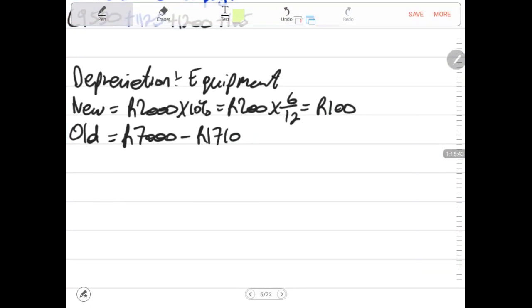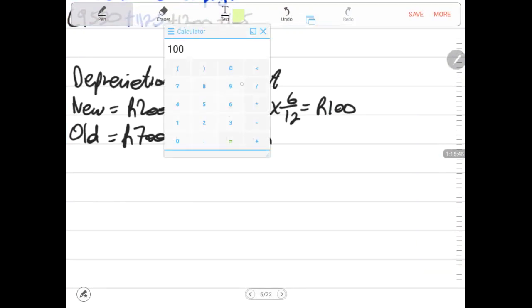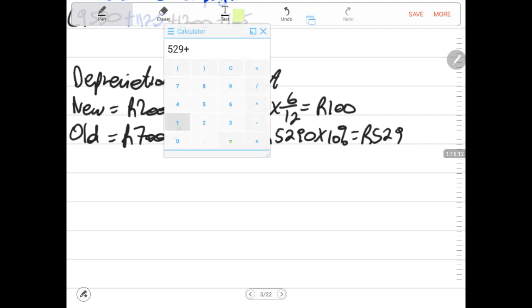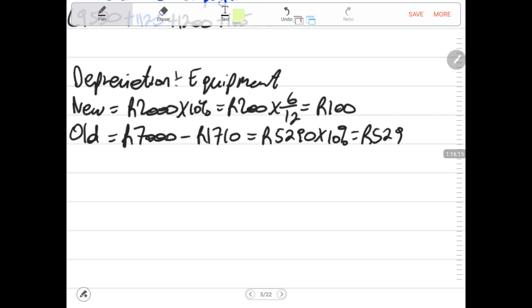We have 7,000 minus 1,710, we get to 5,290 times by 10%, times by 0.10, this gives us 510.29. Then our depreciation plus 100, it is 629. So depreciation on equipment is 629.